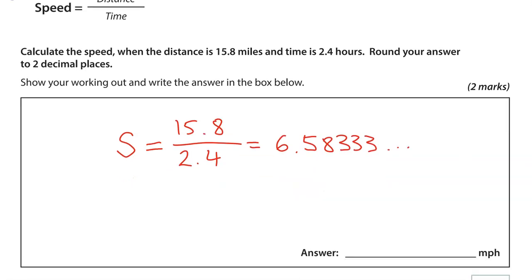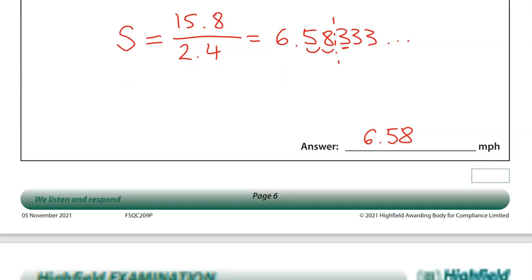We've got to give our answer rounded to 2 decimal places. So there is 1, 2. Looking at the 3 means we've got to round down. So we're going to keep this as 6.58 miles per hour.